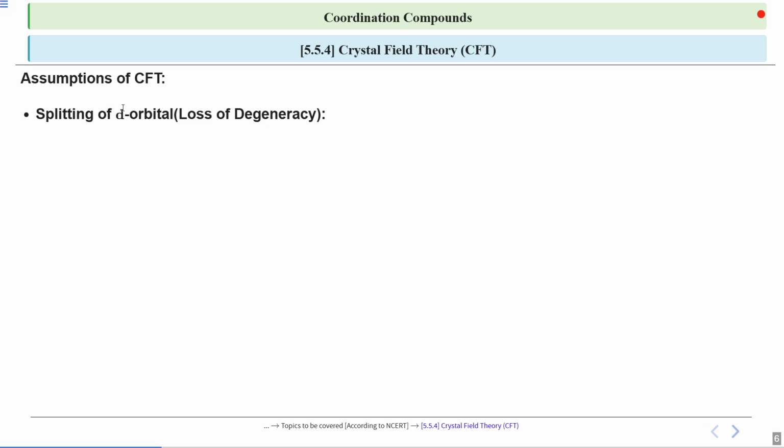Next is splitting of d orbitals, or you can say loss of degeneracy. So first of all, the degeneracy happens in all the 5 d orbitals.